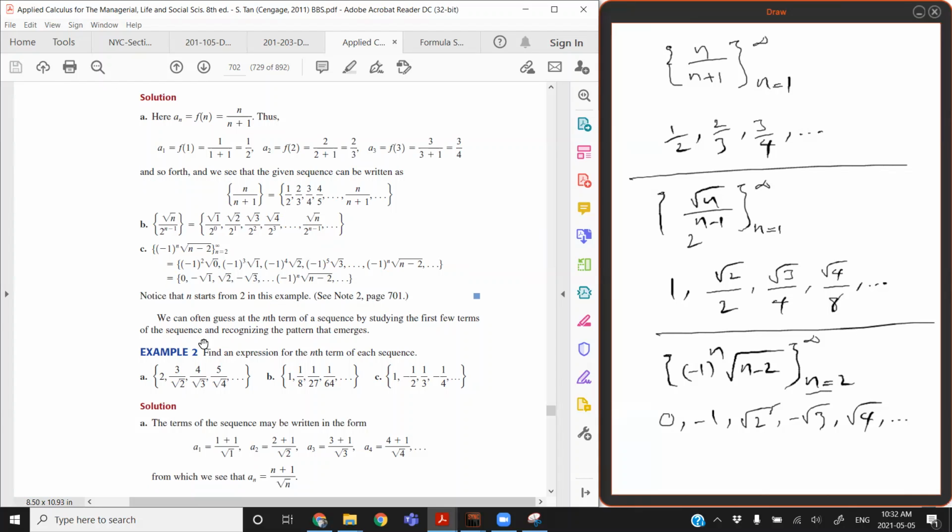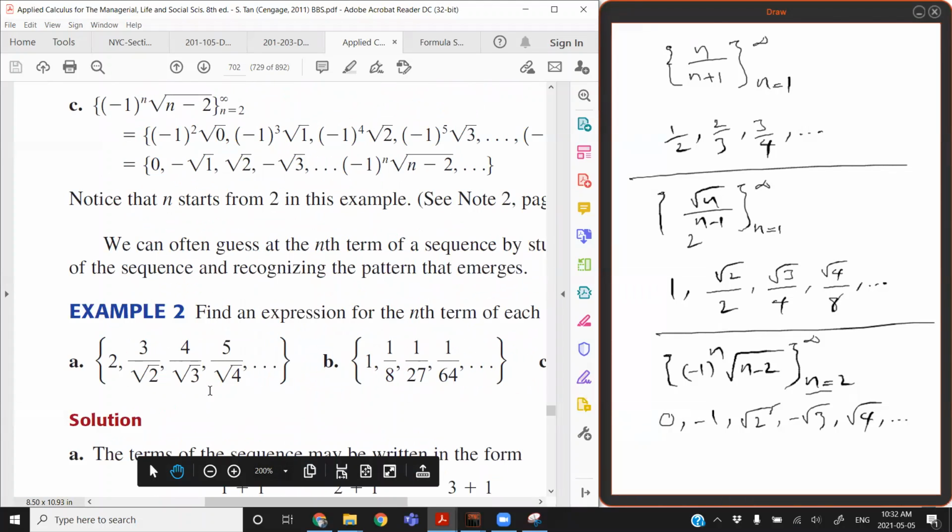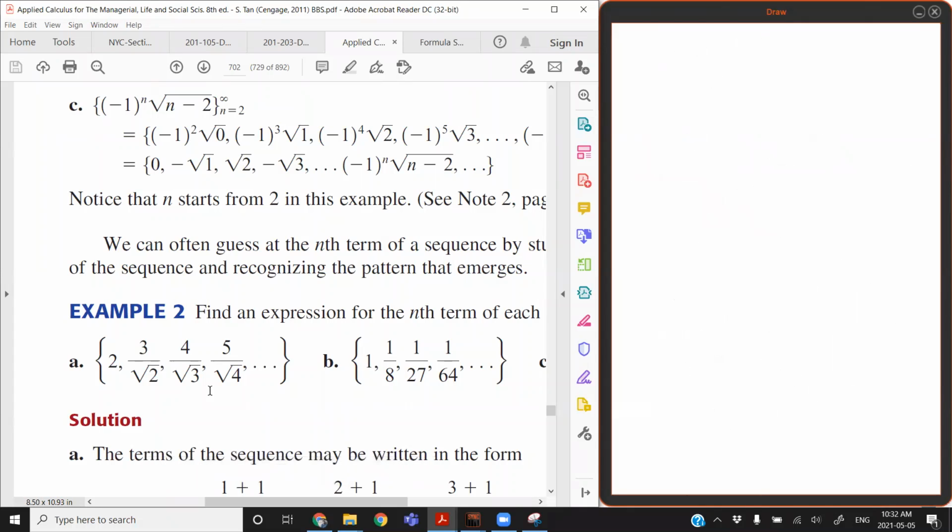Example 2 is asking us to find the general term, or the nth term, of the sequence. So we have to look at this pattern that we see here and guess what the general term should be. When you look at the numerator, you can see that it's just increasing. It begins at 2, then 3, 4, 5. It keeps increasing like that. And for the denominator, I can write it as 2 over root 1. Then the second one is going to be 3 over root 2. Then 4 over root 3. And it keeps on going like this.